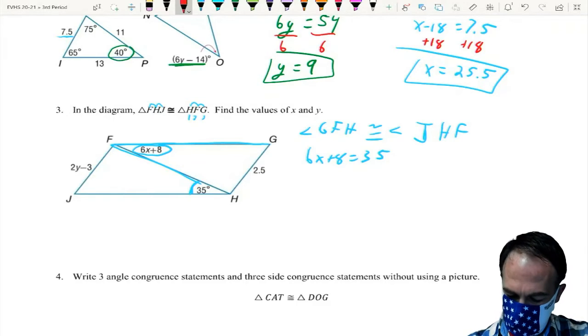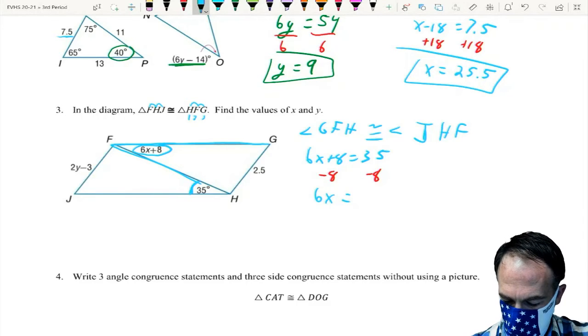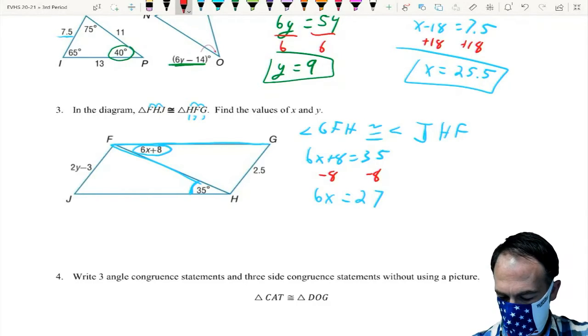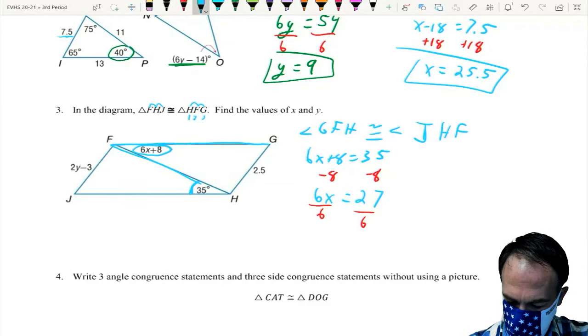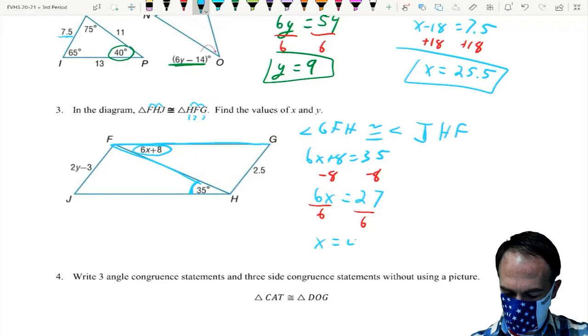Now we run our solving steps. Subtract 8. 6x equals 35 minus 8, which is 27. Divide everything by 6. 27 divided by 6 would be 4.5.